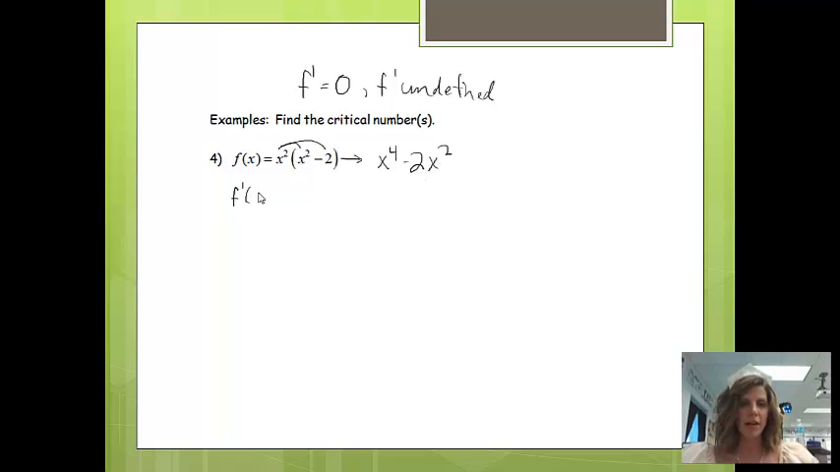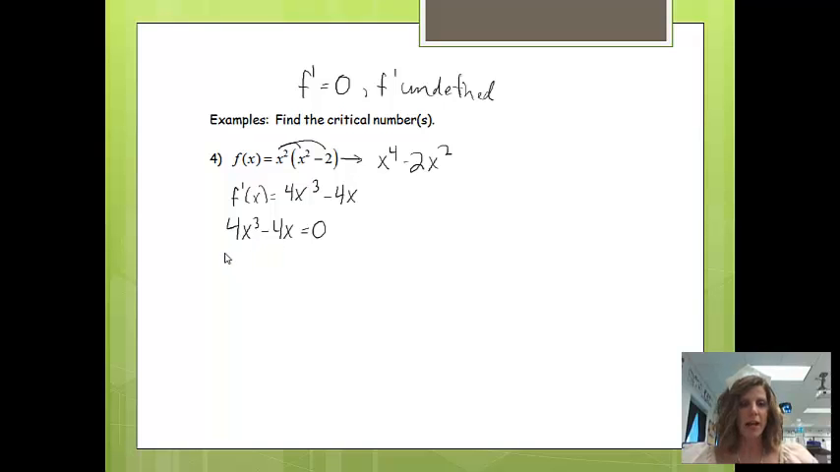I now would like to take the derivative, and if I take the derivative using my rules from the last chapter, I'll get 4x cubed minus 4x. Now if I want to find a critical number, I basically want to find where the derivative is equal to 0 or undefined. So first of all, let's figure out where my derivative will equal 0. I'll take my derivative and set it equal to 0.